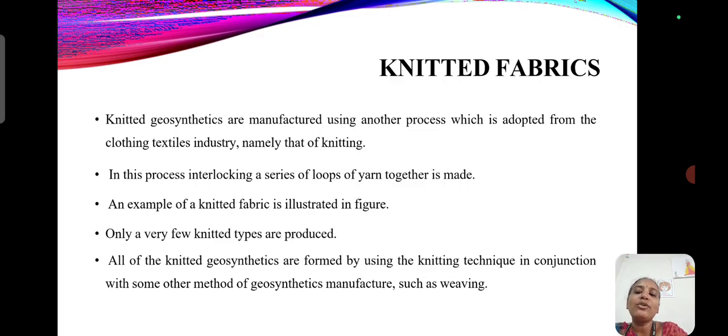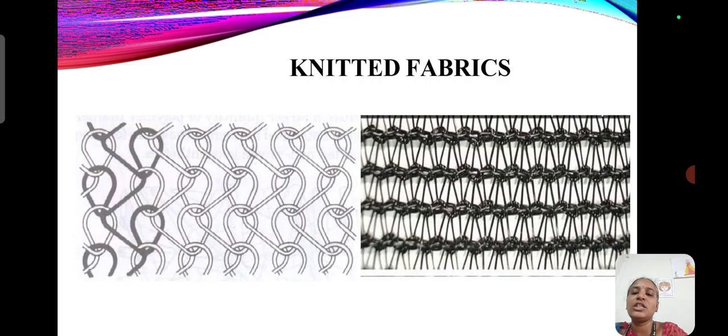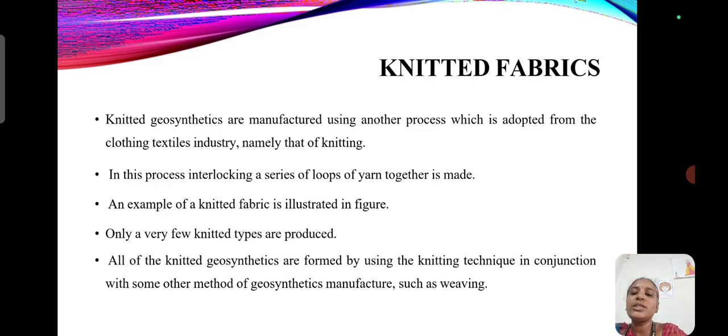One example of knitted fabric is illustrated in the figure I have given here. There are so many interlooping methods, like pearl knit, interlock, and single knit, and many different things. For geosynthetics we can use this kind of methodology, and it will produce a good bonding fiber, and braided fibers as well. Using this we can produce good quality geosynthetics.